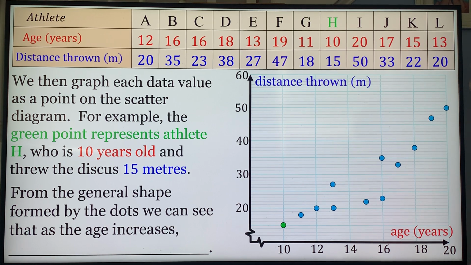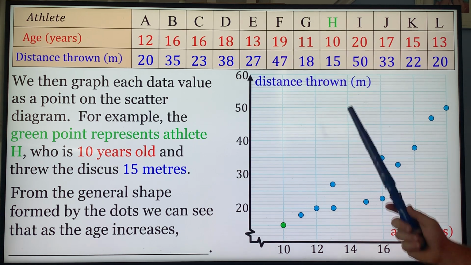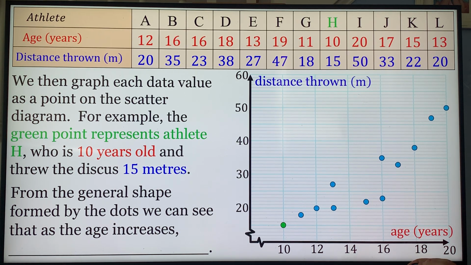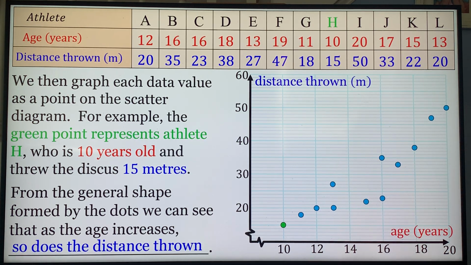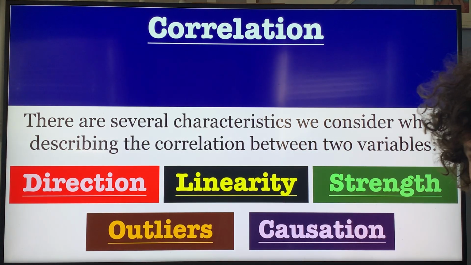Everyone here should be able to plot a scatter plot fairly simply. Now, from the general shape formed by the dots, you notice that as the age increases, what happens to the distance thrown? Is there a correlation there? As age increases, distance thrown does what? Correct. It also increases. As it goes up, it also goes up. Are there some times where your age increases and it goes down? Yeah, that's okay.